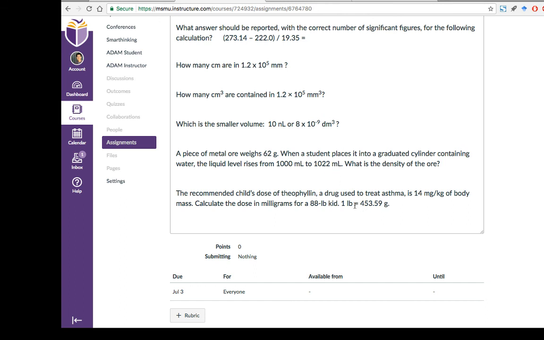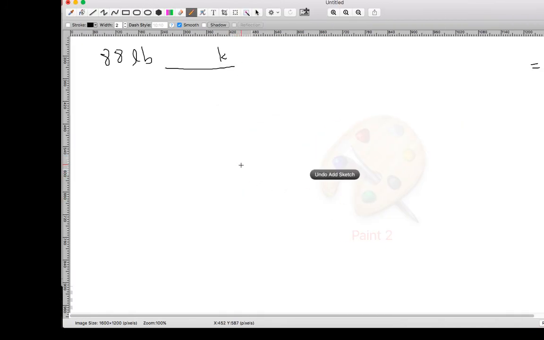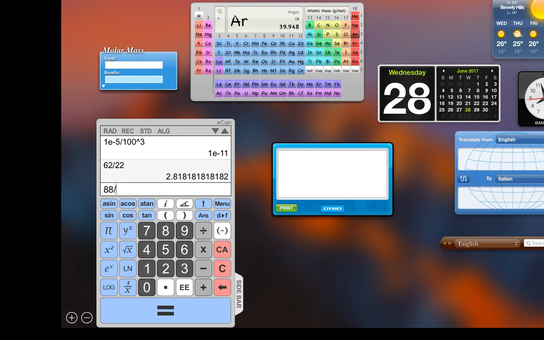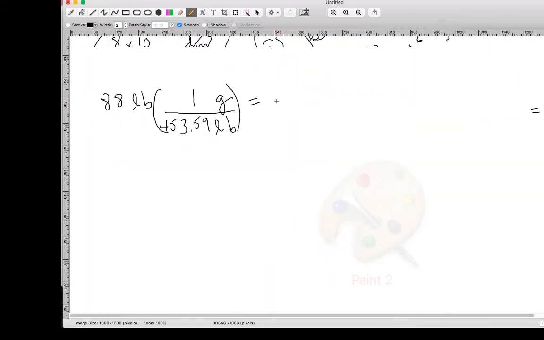All right, now, looks like I only have a conversion from pounds to grams. So I'm going to have to do the kilograms myself. So let's undo this. Okay, so I can only convert from pounds to grams. All right, now it said 453.59 pounds is 1 gram. So I'm going to multiply these. Or actually, it's a division problem. So 88 times 1 is still 88 divided by 453.59. That gets me 0.194 something, right? So this is 0.19 grams, right? Pounds, pounds cancel. So I get 0.19 grams.